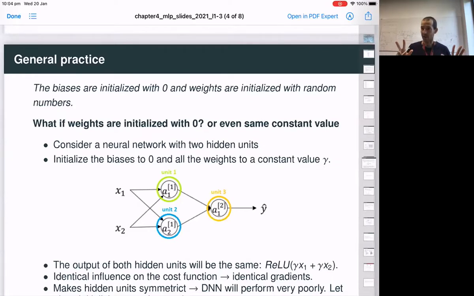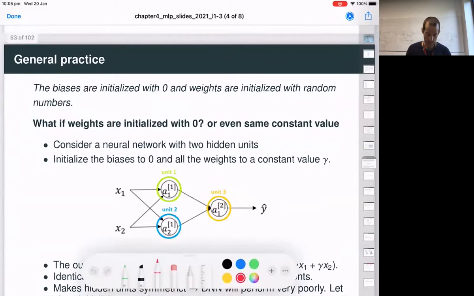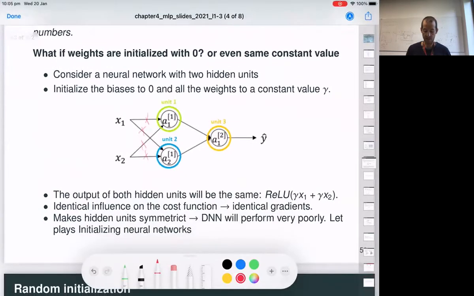So if the weights are initialized to zero, or the same constant for every weight, remember, for this simple example we need to initialize these four values for the weights. Based on the values of x1 and x2, I will get an activation and so on. But if you give the same constant value to every weight, you will have something symmetric. The information of activation 1 and activation 2 from this unit and this unit will be the same.